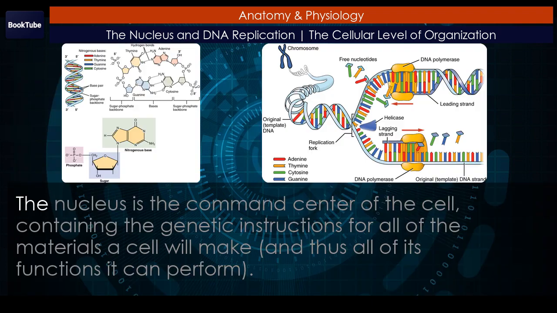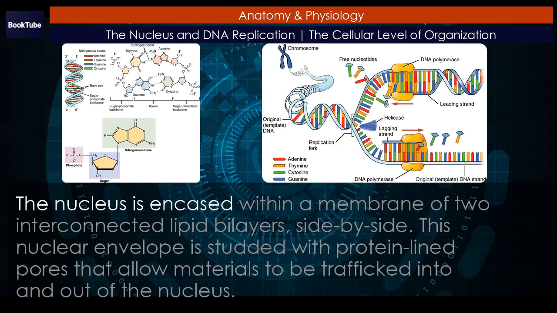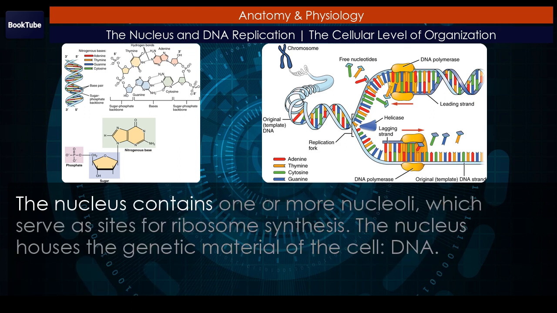Chapter Review. The nucleus is the command center of the cell, containing the genetic instructions for all of the materials a cell will make, and thus all of the functions it can perform. The nucleus is encased within a membrane of two interconnected lipid bilayers. Side by side, this nuclear envelope is studded with protein-lined pores that allow materials to be trafficked into and out of the nucleus. The nucleus contains one or more nucleoli, which serve as sites for ribosome synthesis.